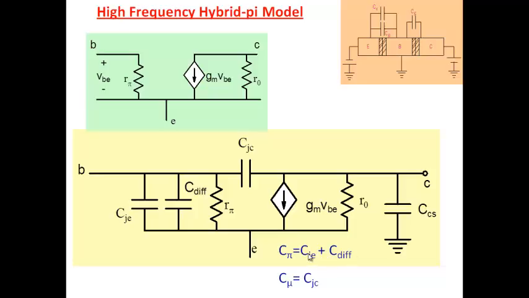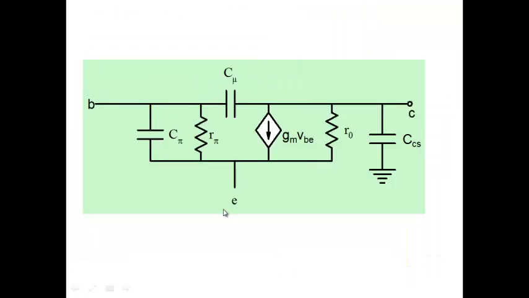So we just add them up: CJE plus C diffusion, and just like this is called R pi, the two capacitors together we call C pi here. And again, because of terminology, we don't call it CJC, we call it C mu. So our model then becomes what you see over here: C pi, C mu, and the collector-to-substrate capacitors.